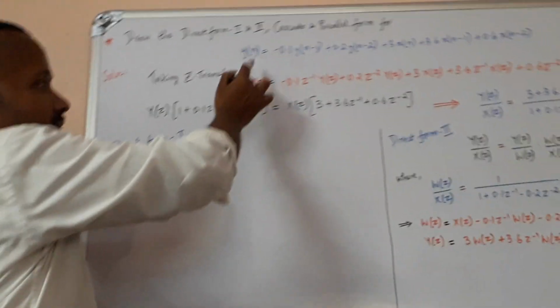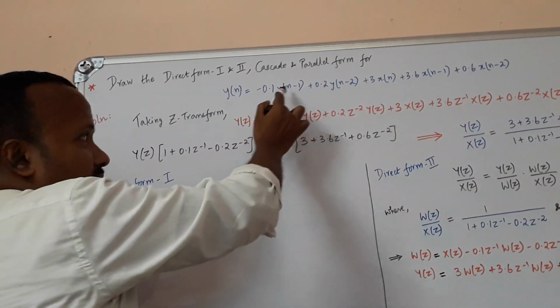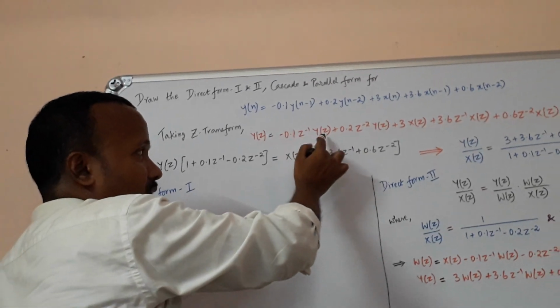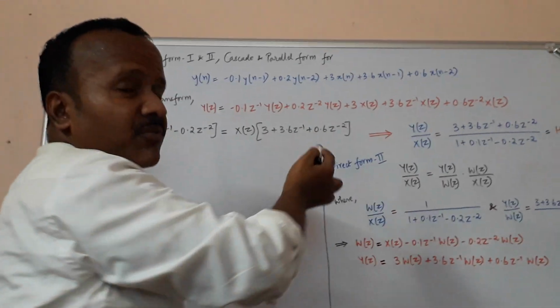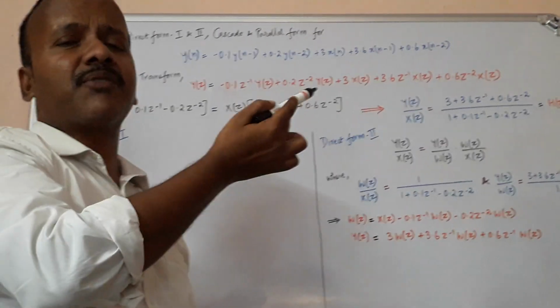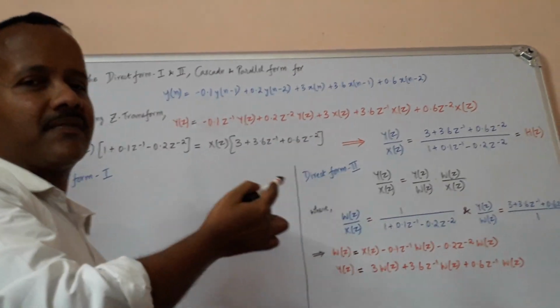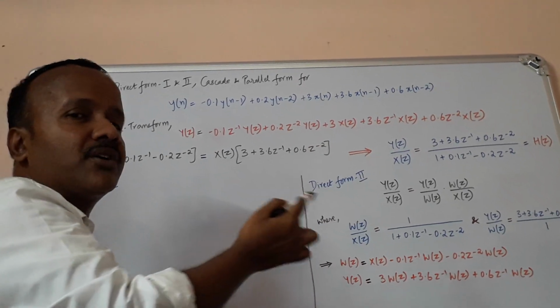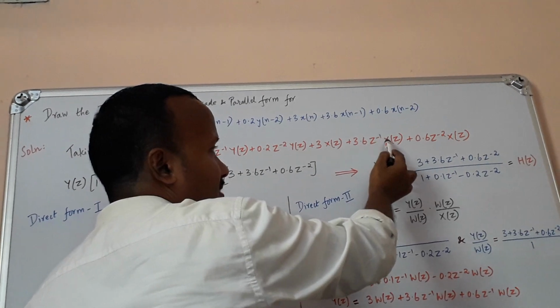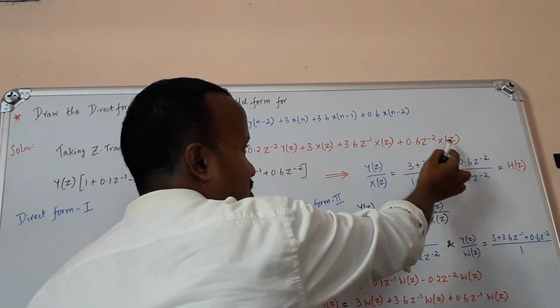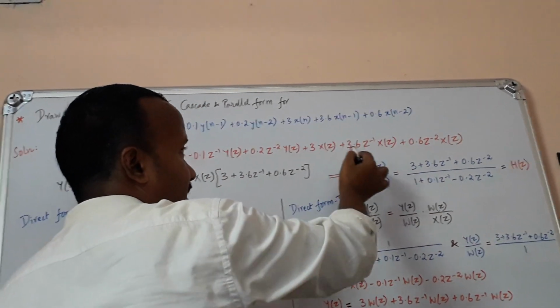The z transform of y of n is y of z. Z transform of y of n minus 1 is z power minus 1 y of z. Y of n minus 2 is time shifting property. Z transform of x of n minus k is z power minus k x of z, assuming zero initial conditions. And z transform of x of n minus 1 is z inverse x of z, and this will be z power minus 2 x of z. The constants will come as it is.